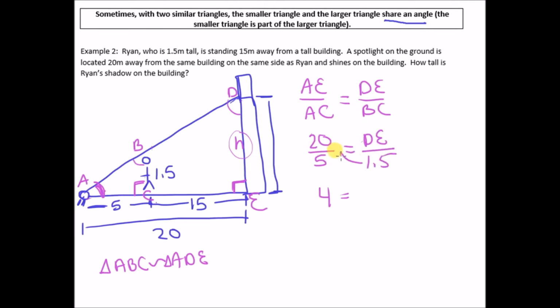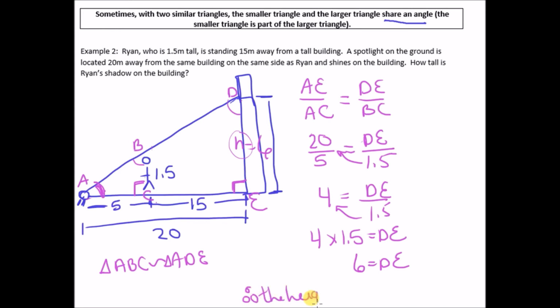So in this, what we want to do is cross multiply. DE over 1.5, cross multiply. We have 4 times 1.5 equals DE. We have 6. Okay, so the height of his shadow is 6 meters. Therefore, the height of Ryan's shadow is 6 meters.